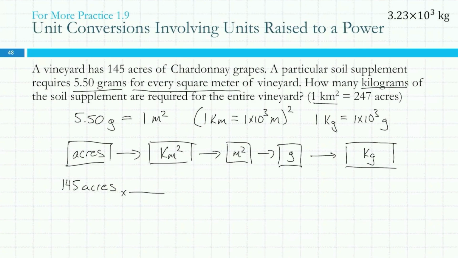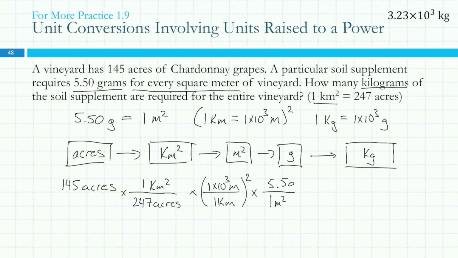Acres to square kilometers. 247 acres, 1 kilometer squared. And then if I want to go from square kilometers to square meters, I need to square that whole conversion. And then for meters squared to grams, 1 meter squared is 5.50 grams. And then we can go from grams to kilograms.